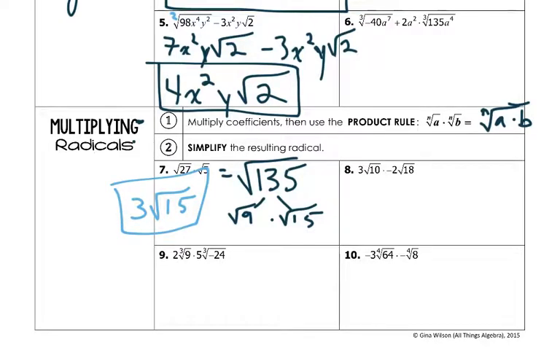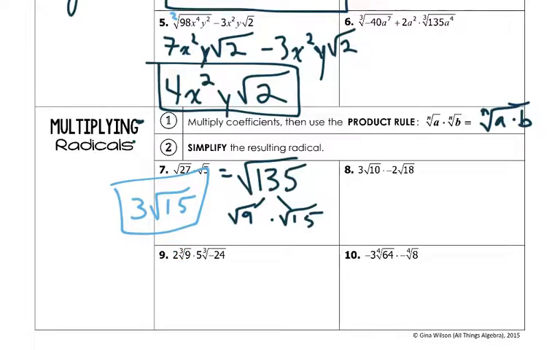Next problem. Multiply the coefficients. First of all, you guys need to realize this. As I said up here, they both have to be the same kind of root. And these are both cube roots, so this is perfectly fine. If one of these was a cube root and the other one was a square root, these wouldn't be able to be multiplied. There would be an issue there. So they have to be the same root.